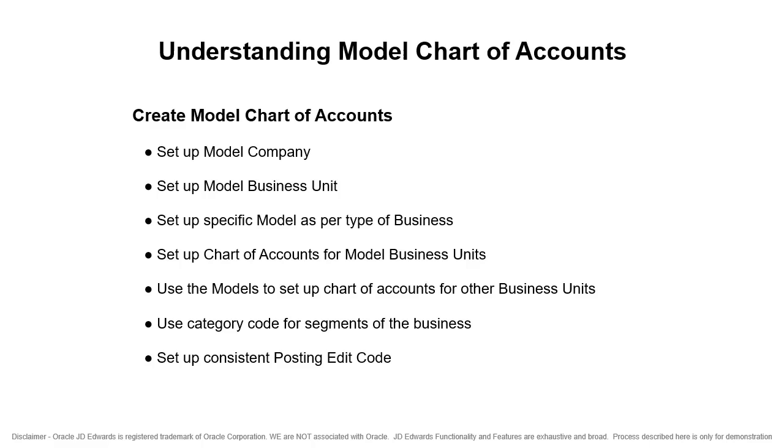Models can be specific to a particular type of business, for example, water, energy, construction, heavy machinery, etc. Use the models to set up the chart of accounts for all other business units. Keep the model current to business needs. Posting edit codes should be consistent across all companies. You should create your model chart of accounts using a consistent numbering scheme for your object accounts so that they can be copied across all business units.